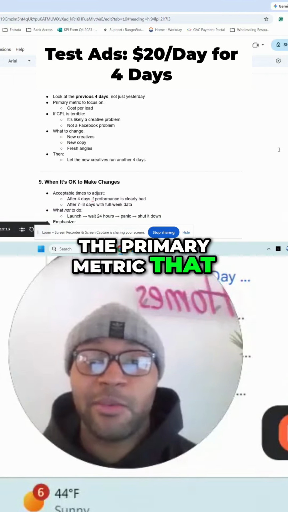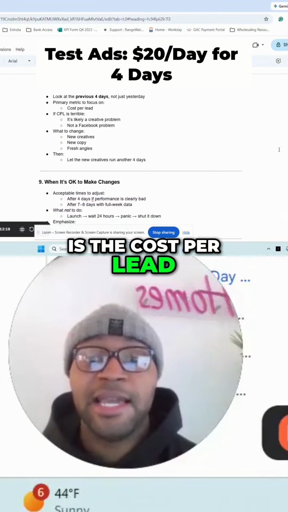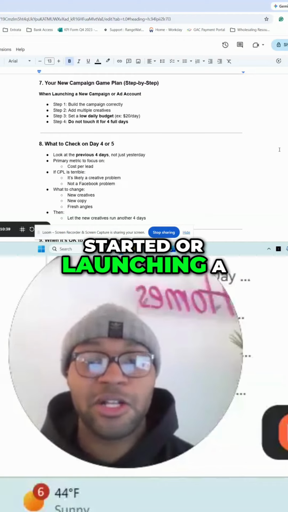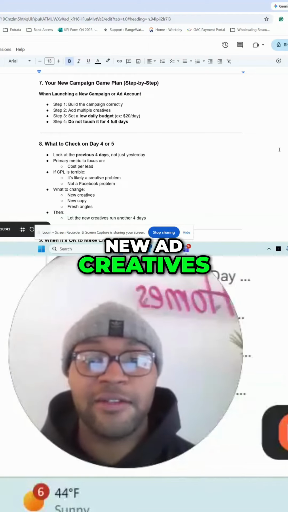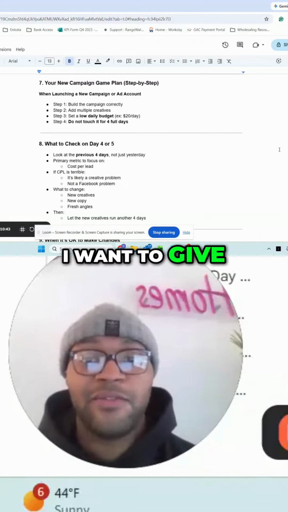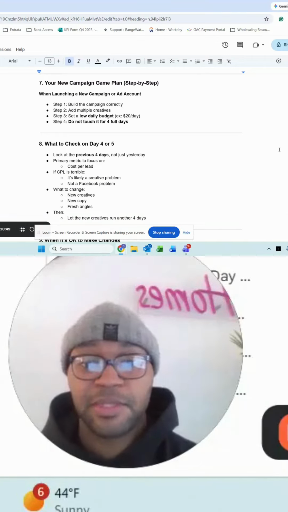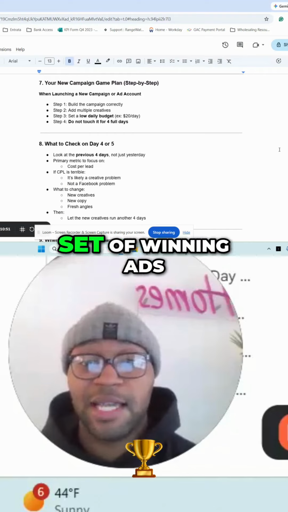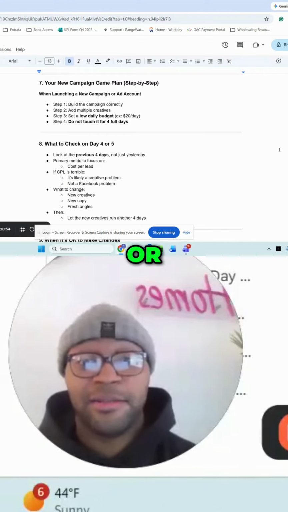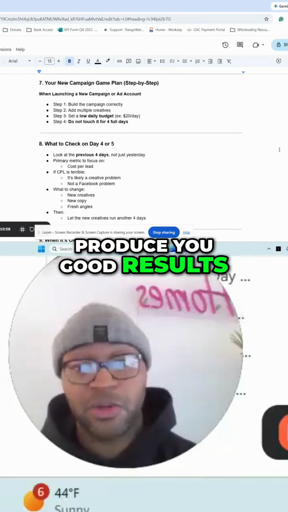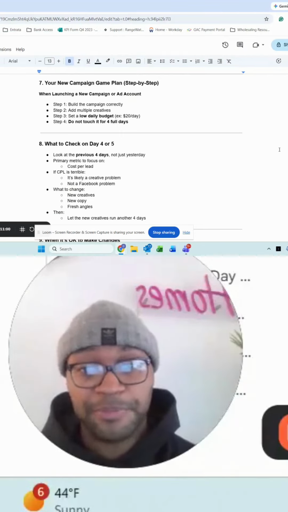The primary metric that we really care about is the cost per lead. But if you're someone that is just getting started or launching a new campaign or testing new ad creatives, I want to give you a simple game plan to use and follow to ultimately determine if you have a set of winning ads, or if your ads are just terrible and not going to produce good results over a longer period of time.